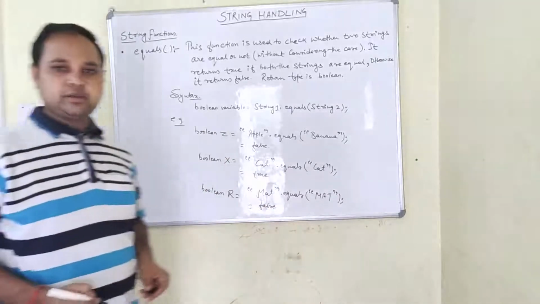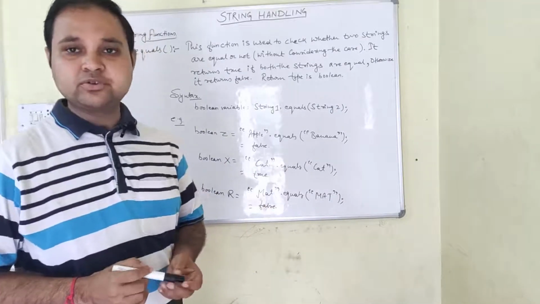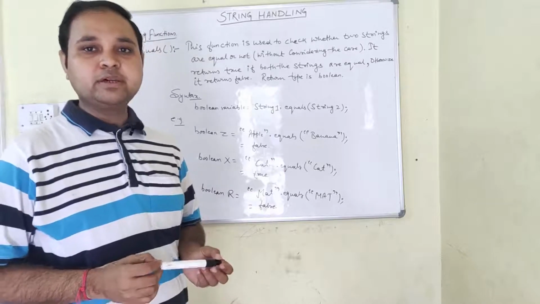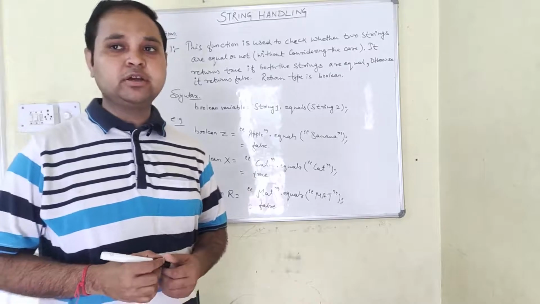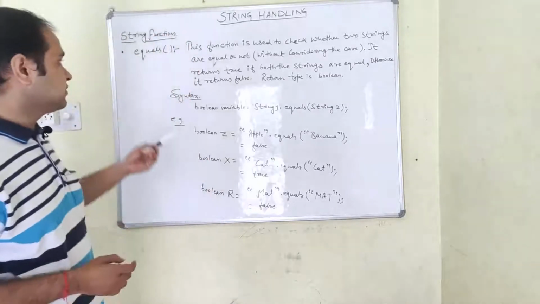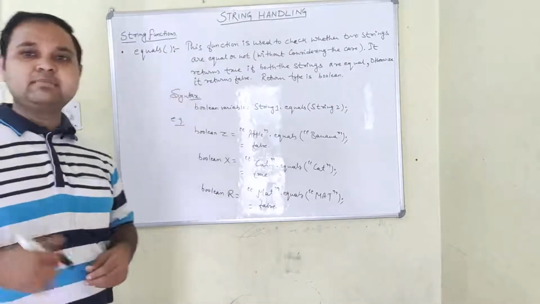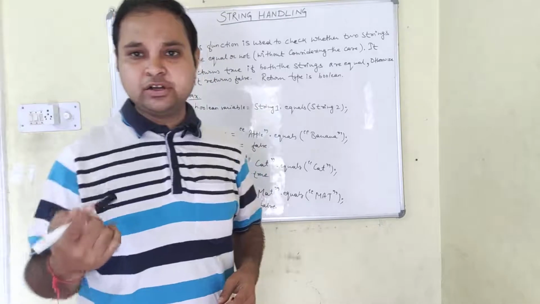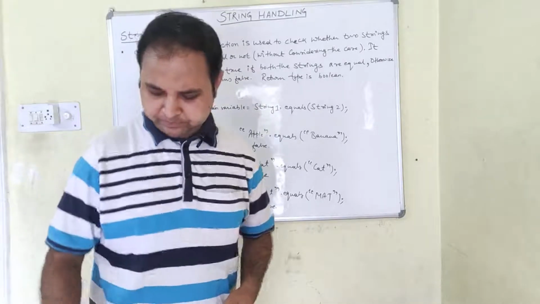Okay, I think this function is clear to you. This function is basically used for checking the equality of the strings. The strings can't be compared with the equal to sign, it gives the wrong output. So whenever comparing the strings for equality, we will use equals. And similar to this, we have the next function, that is equalsIgnoreCase.